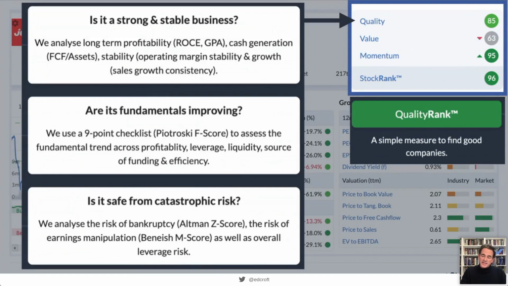The other thing is we actually decrement the ranking based on any kind of catastrophic risks, which is the red flags I'll be talking about in a mo. The risk of bankruptcy, the risk of earnings manipulation or cooking the books, as well as leverage risk. I think these are powerful factors on the quality of any company. So that's in a nutshell the quality rank.